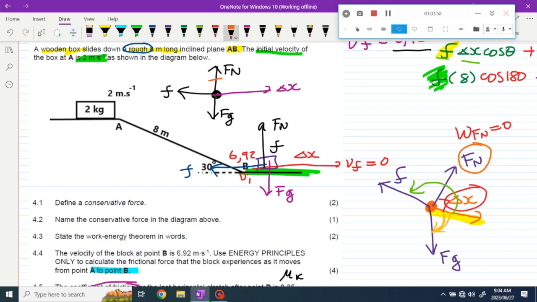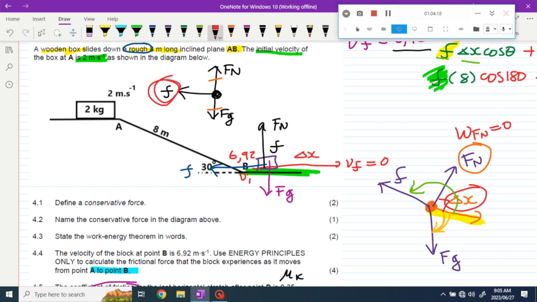Now looking at this, the normal force and Fg are equal and opposite, and they are also not doing any work. So if I ask you, which force over here, or which forces should I have to get the net force, what are you going to say?